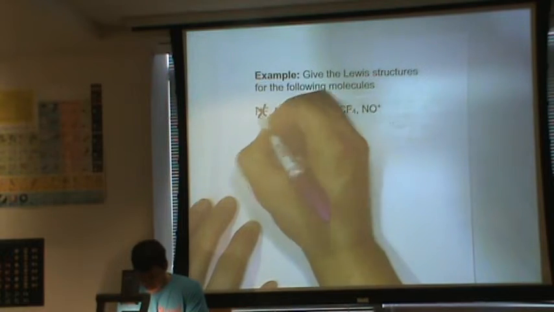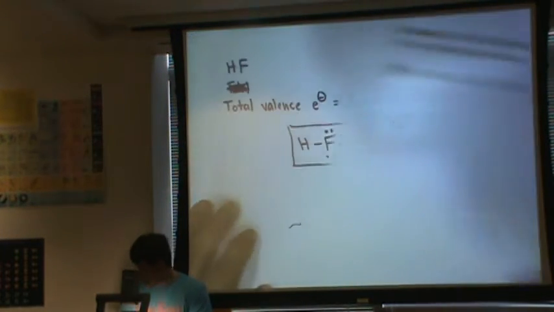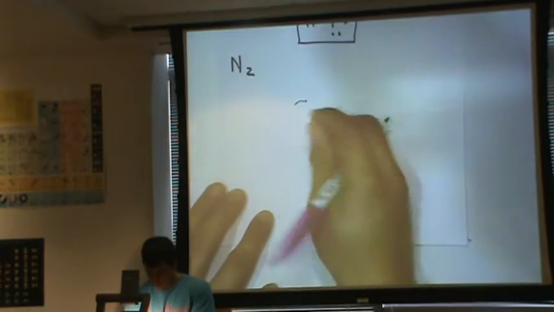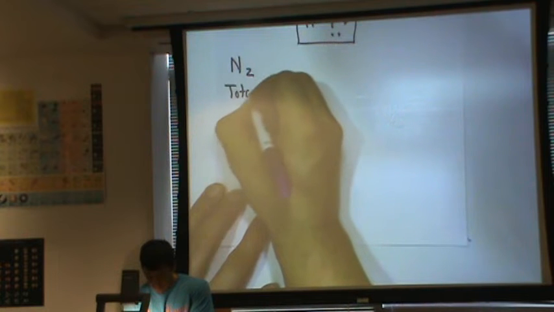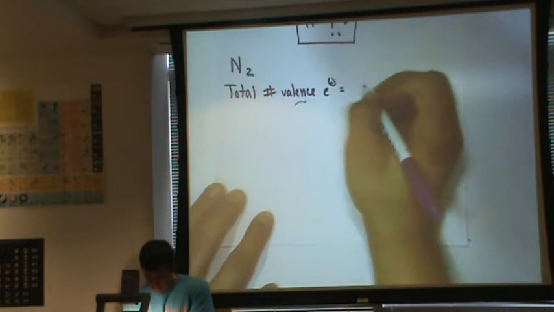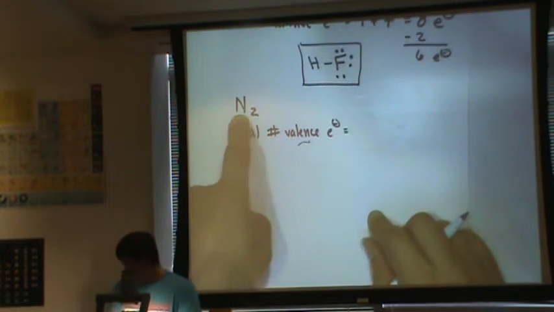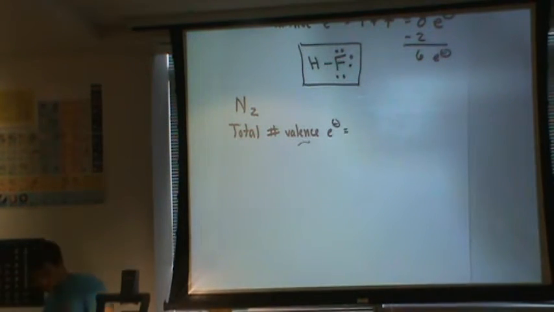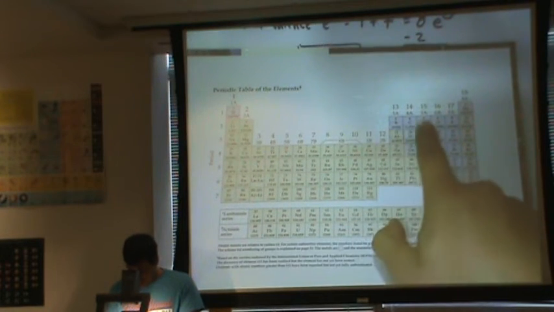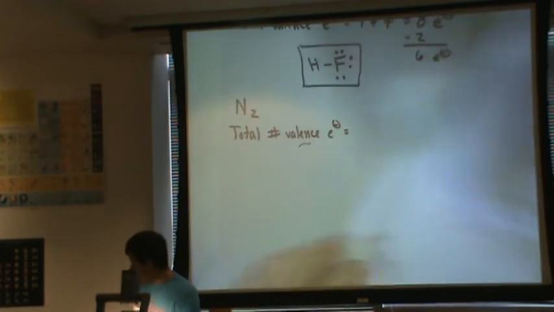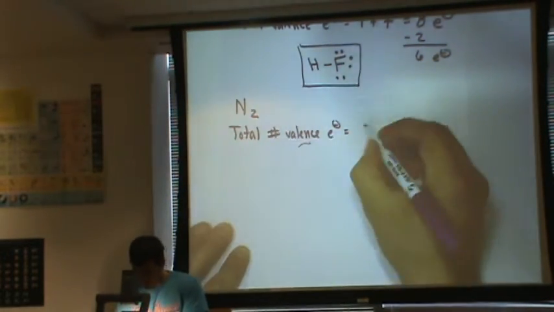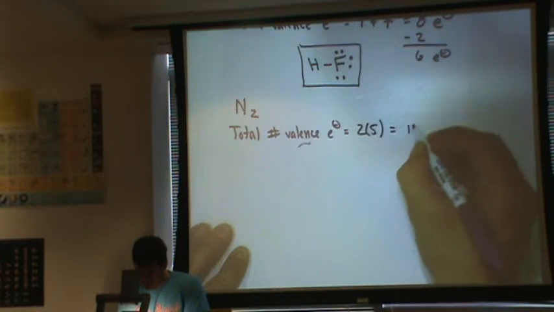So we did this one. Let's do nitrogen gas, N2. Total number of valence electrons: if we look at nitrogen on the periodic table, it's 5 because it's in group 5A. So we have 5 valence electrons per nitrogen atom. We have 2 of them, so it's 2 times 5. That gives us 10 electrons to play with.